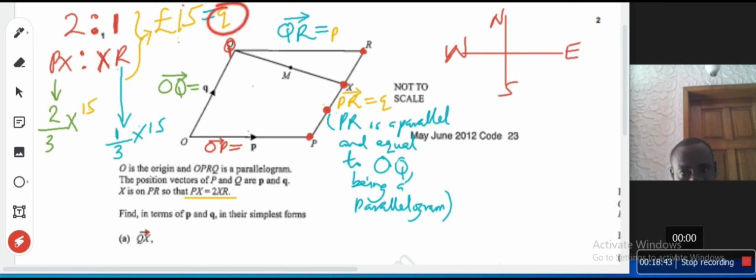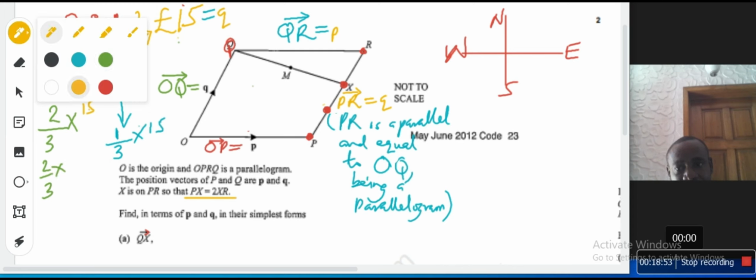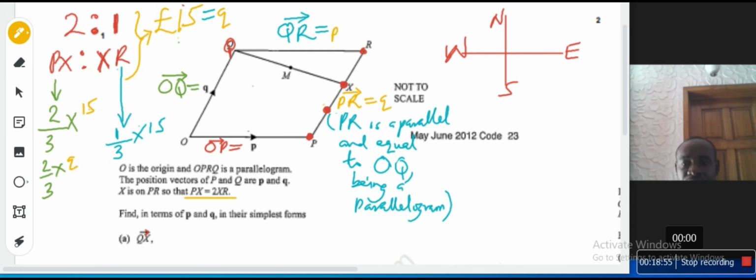So since they are sharing Q, let's share Q between the two of them. This one would have gotten 2 over 3, is it not? 2 over 3 times Q, is it not? What is 2 over 3 times Q? That's 2Q over 3. What will XR get?